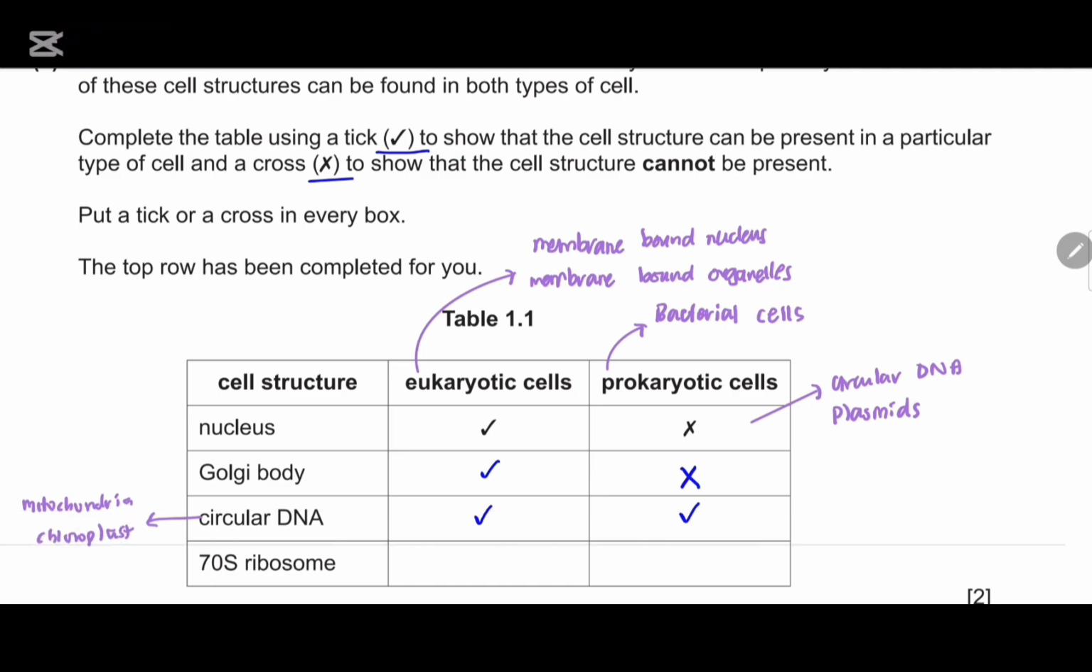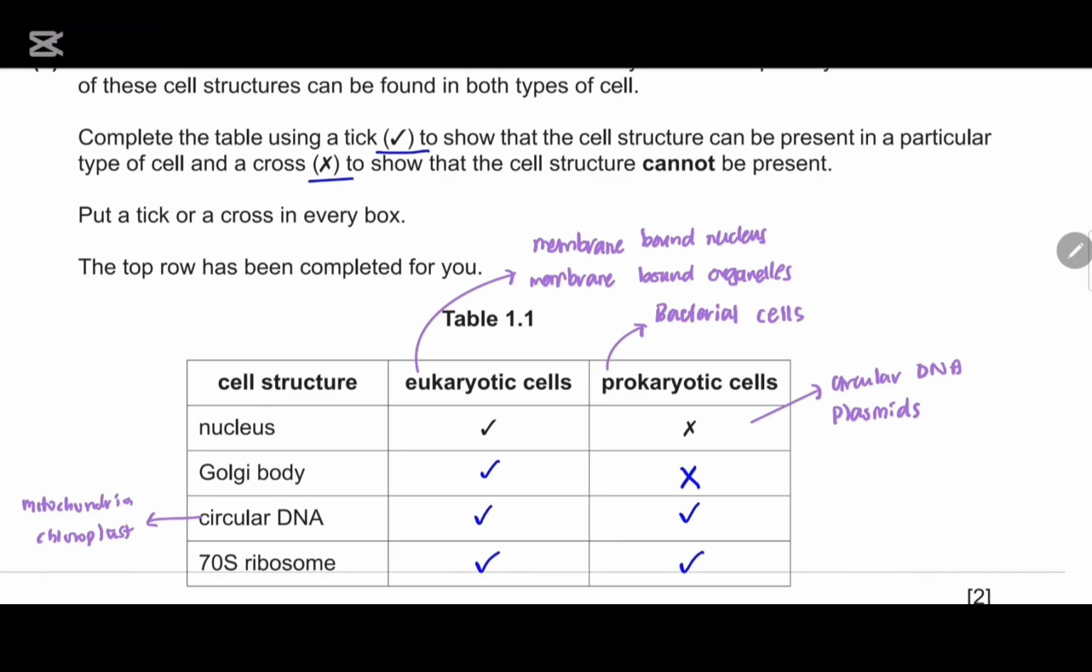Alright, and the next one, last but not least, ribosomes, 70S ribosomes. Okay, that's the smaller ribosomes. It can be found in prokaryotic cells. Yes, that's one of the features that you need to remember for bacterial cells, but don't forget that eukaryotic cells will also have it as well.